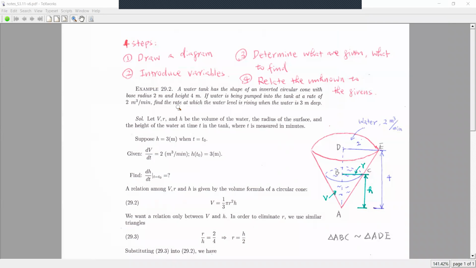We need to determine the rate at which the water level is rising at the instant when the water is 3 meters deep. That is, we need to compute the derivative of H. After we get the derivative of H, evaluate the derivative at T0. T0 is the instant when the water is 3 meters deep.